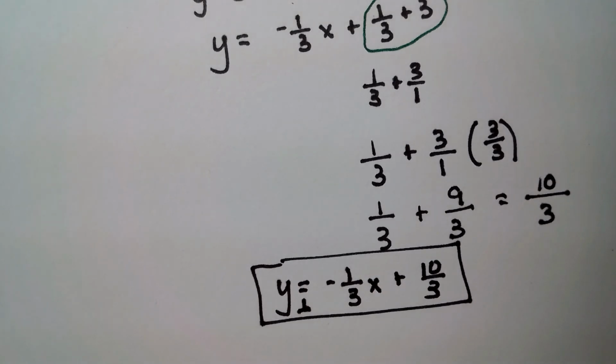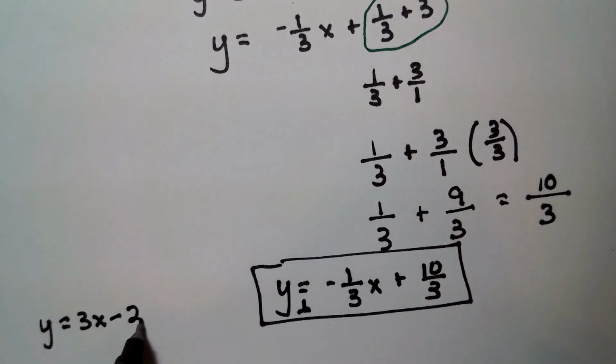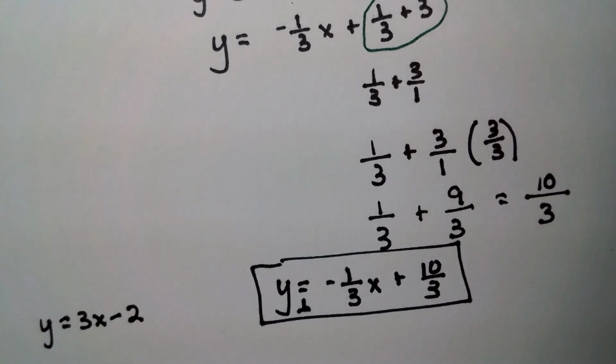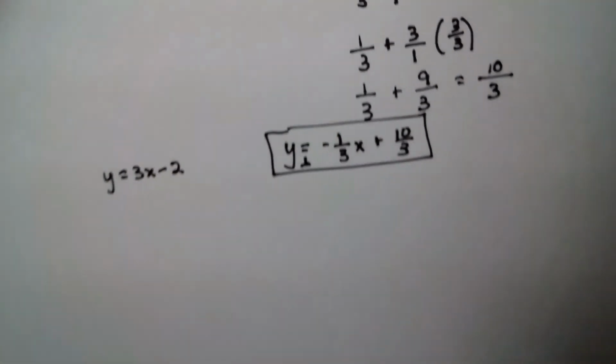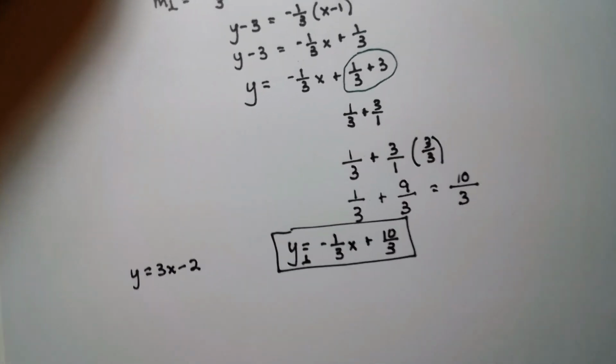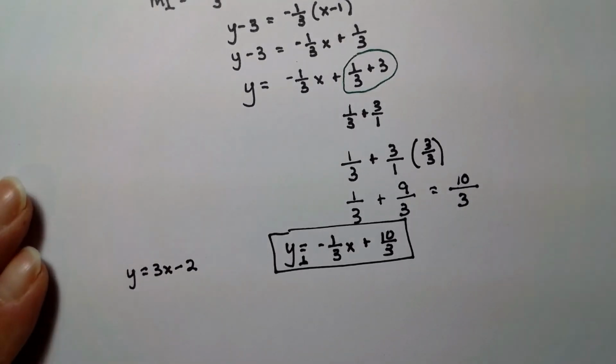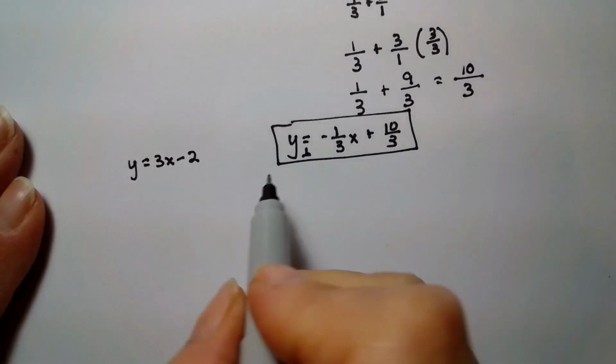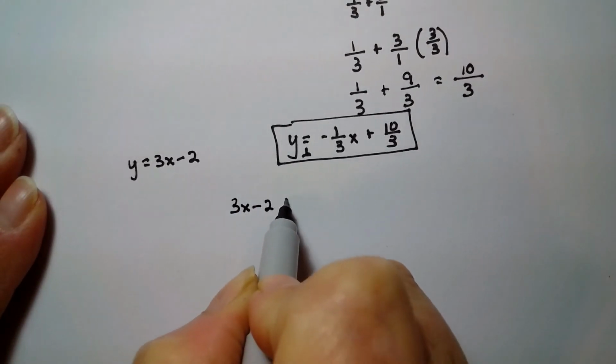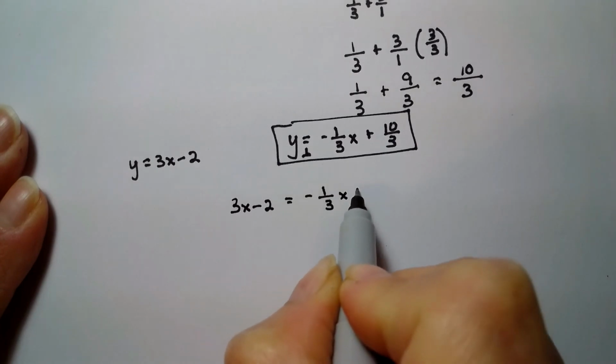It has fractions and it's ugly, but we got it done, right? Now what's the next step? I found the equation of my perpendicular line. The equation of the line that was given was 3x minus 2, and we have to set these two equations equal to each other, because we want to solve to find the x-coordinate of the point at the foot of the perpendicular. So 3x minus 2 is equal to negative 1/3 x plus 10/3.